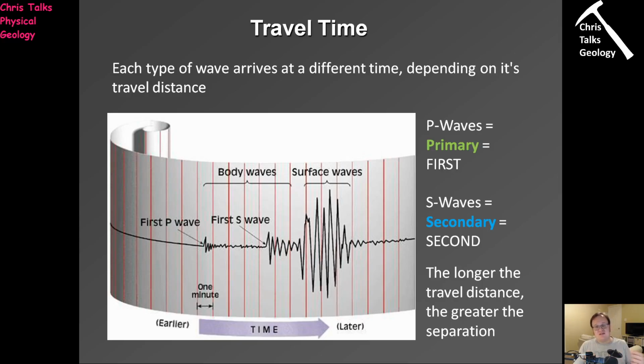So the bigger the distance between the epicenter of the earthquake and the monitoring station, the bigger the gap between the P and the S waves. And that's going to be helpful later when we use that as a technique to work out the distance for an earthquake.